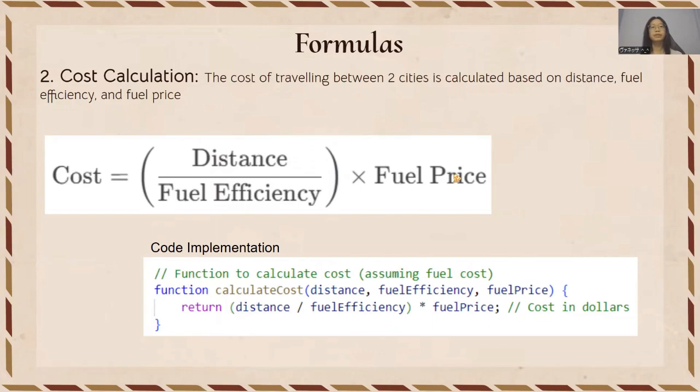Next will be the cost calculation. The cost of traveling between two cities is calculated using distance, fuel efficiency, and fuel price. The formula divides the distance by fuel efficiency to determine fuel consumption, then multiplies by fuel price to get the total cost. Here is the simple code implementation, where the cost is in dollars.